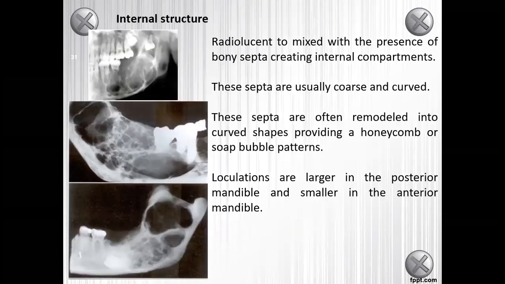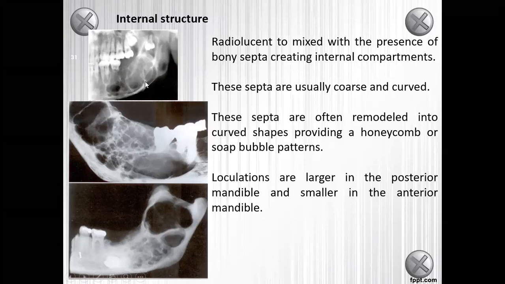So these are the different appearances of your ameloblastoma, what you see here. The first picture, if you can see here, there is locule within the locule. There are so many locules which are seen there. So radiolucent mixed with the presence of bony septa creating internal compartments. These septae are usually coarse and curved. If you see here, can you see this septa here? It is coarse and curved.